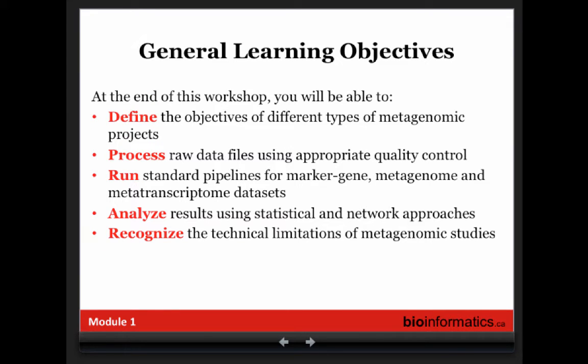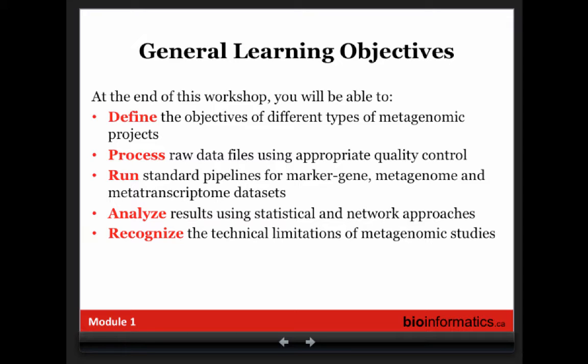So the general learning objectives for the entire workshop are as follows. First, define the objectives of different types of metagenomics projects. Process raw data files using appropriate quality control. So we'll talk a little bit about the importance of quality filtering before you proceed with your sequence analysis. And we'll also show you some standard pipelines that we and others have developed in the past, for marker gene analysis, for metagenomics analysis, and metatranscriptomics analysis.